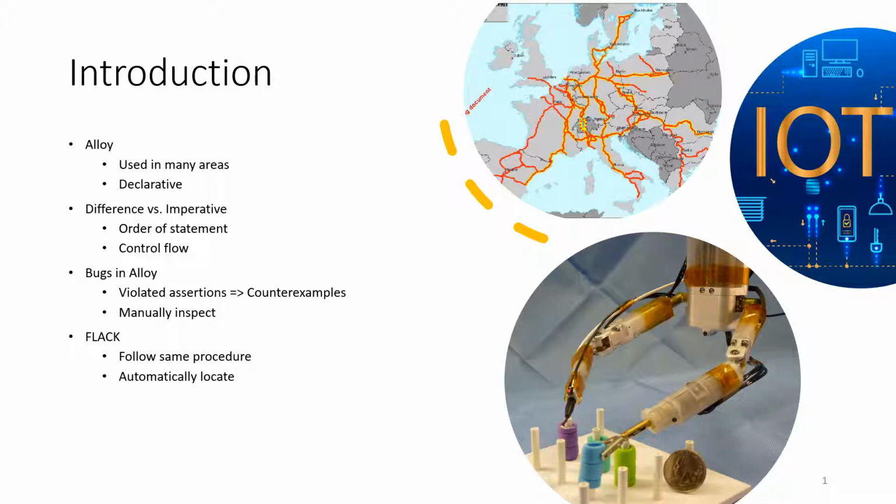For example, to model and verify the security of the European Railway Management System, the Internet of Things, and surgical robots. Alloy is declarative, which is very different from imperative programs like Java or C. In Alloy, the order of statements doesn't matter, and there is no control flow.